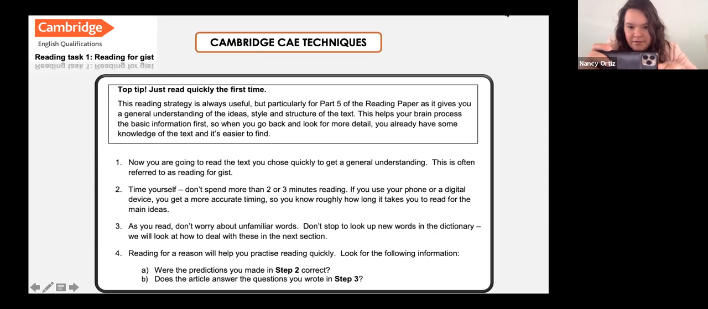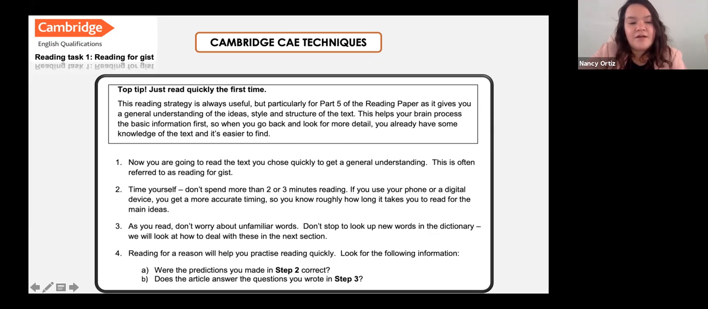Okay. This is what we have to do. So again, I repeat the steps. One, read quickly for general understanding. Two, time yourself with your cell phone. Three, don't look up words. And four, more importantly, were the predictions you made in step 2 correct?